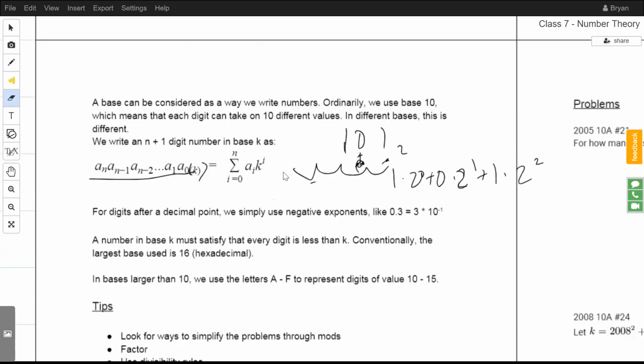And when we have decimals in different bases, we simply write them as negative exponents. Like 0.3 is 3 times 10 to the negative 1. So 0.1 in base 2 is just going to be 1 times 2 to the negative 1, or 1/2. So that's how the bases work. You can just think of it as writing it in base 10 and then making the place values with a different number other than 10.